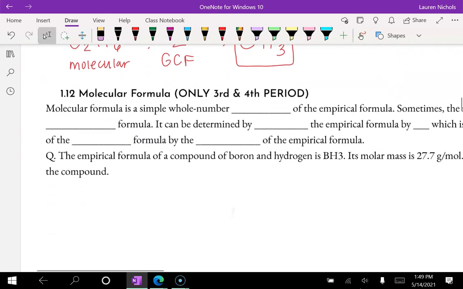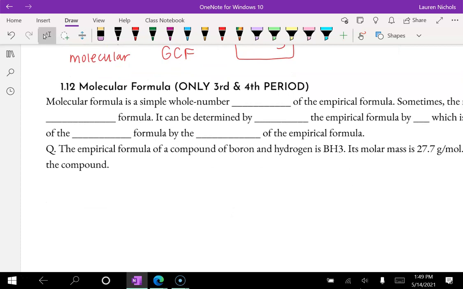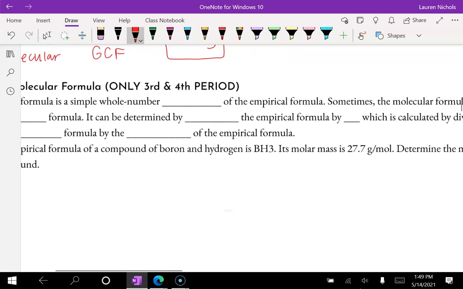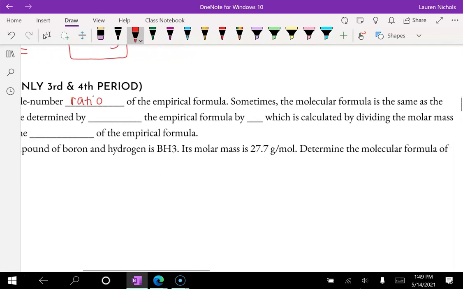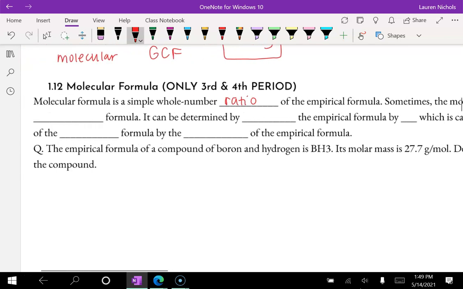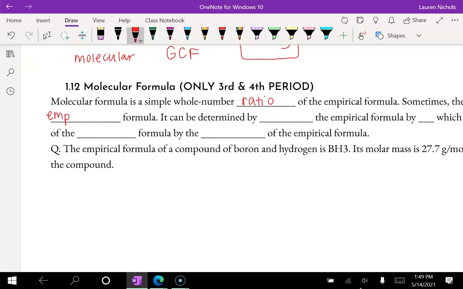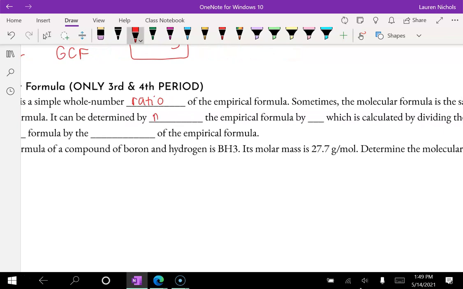And if we look at molecular formula, okay, so we were talking about molecular formula and how we start there, but what does that actually mean? So the molecular formula is a simple whole number ratio of the empirical formula. Okay, and so sometimes the molecular formula is the same as the empirical formula. And it can be determined by multiplying the empirical formula by N.